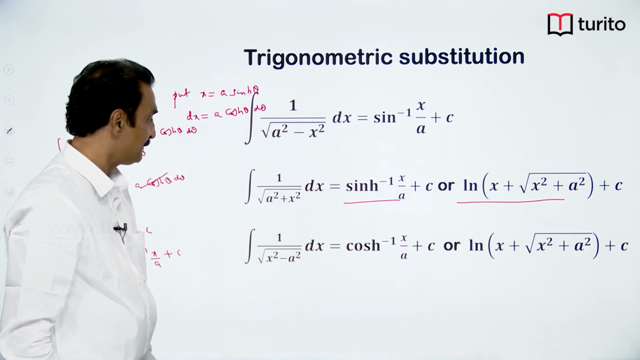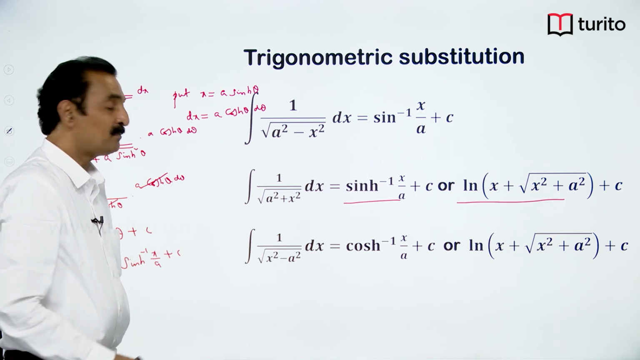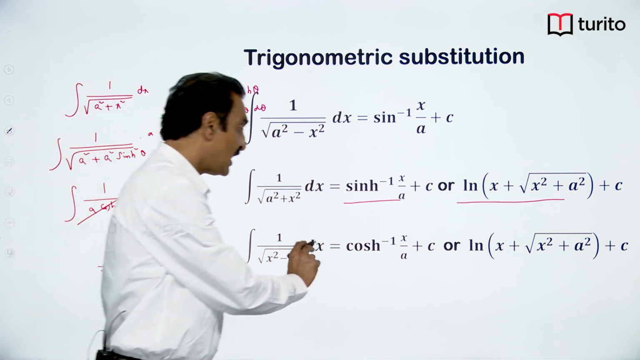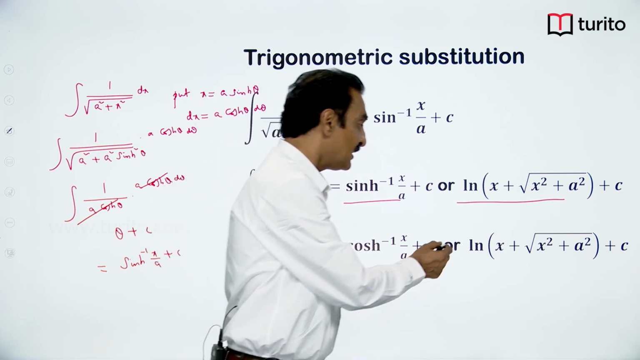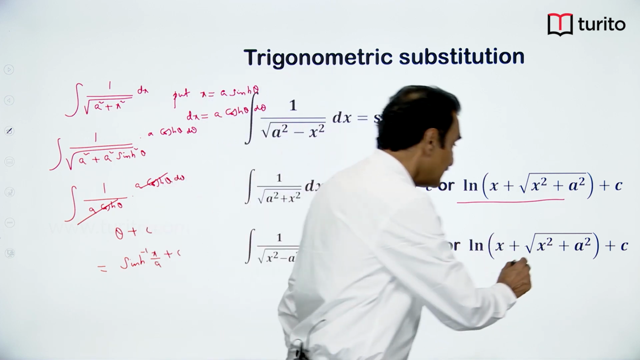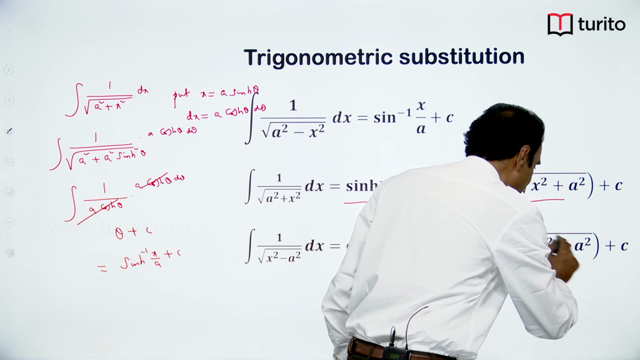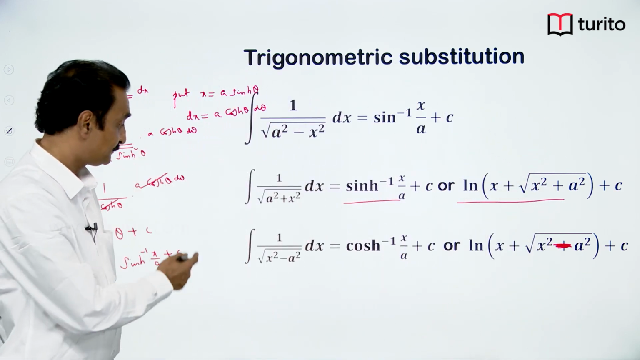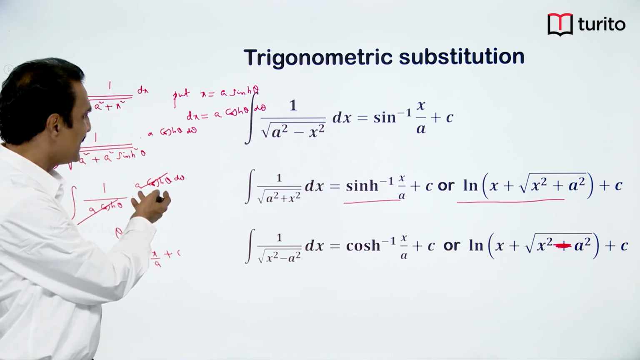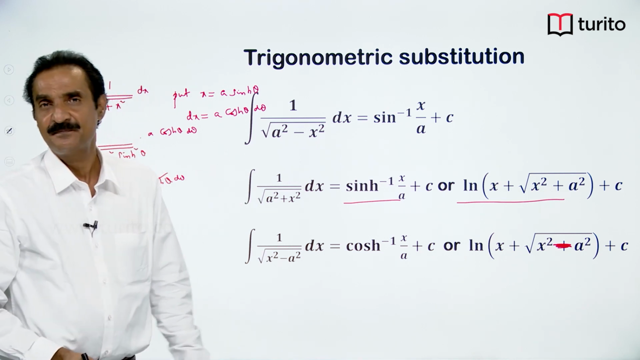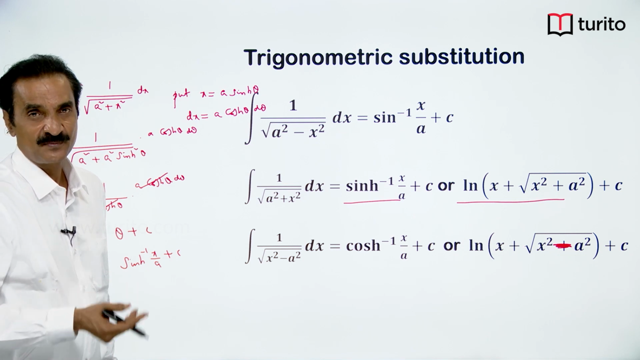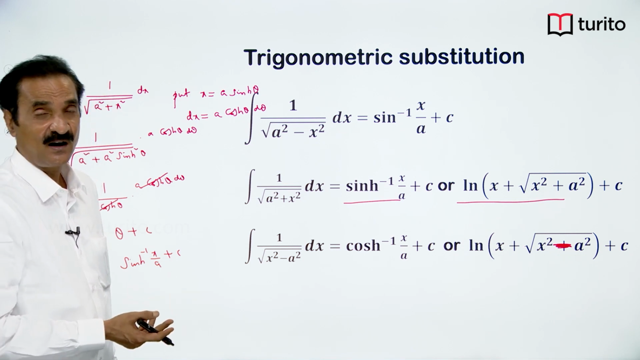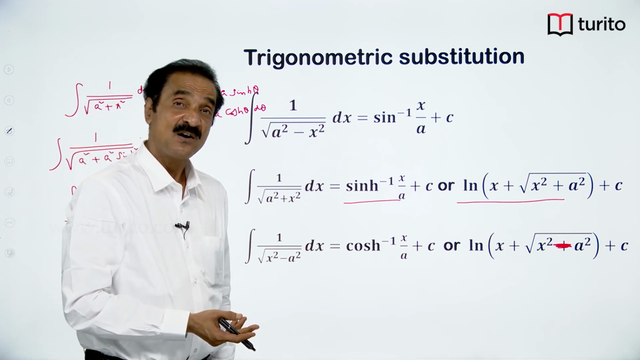Next formula, 1 by root over x square minus a square. Its integral is cos h inverse x by a, or ln of x plus root over x square minus a square. Okay. It can be proved in the same way as the second result in both the substitutions, either putting x is equal to a secant theta or x is equal to a cos h theta.